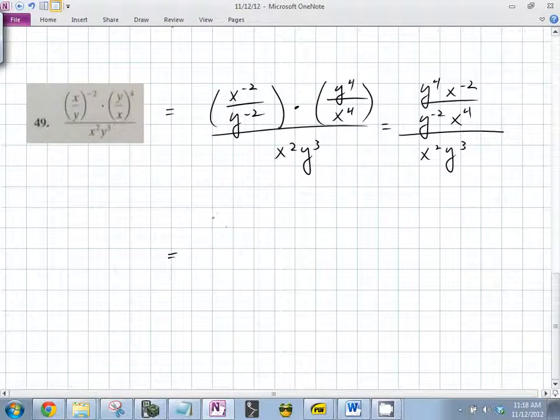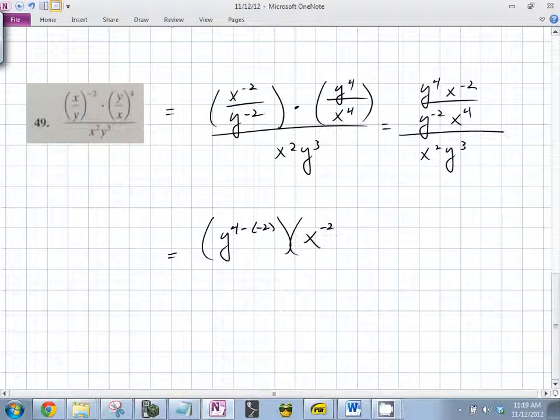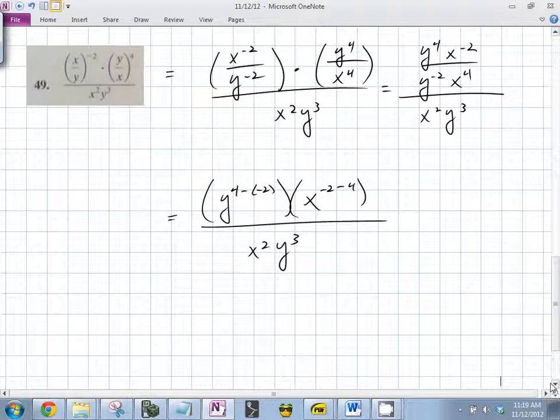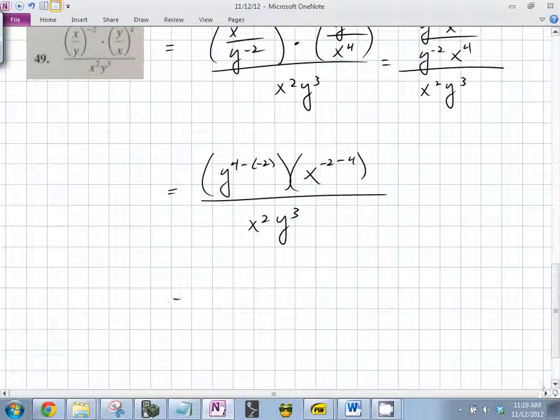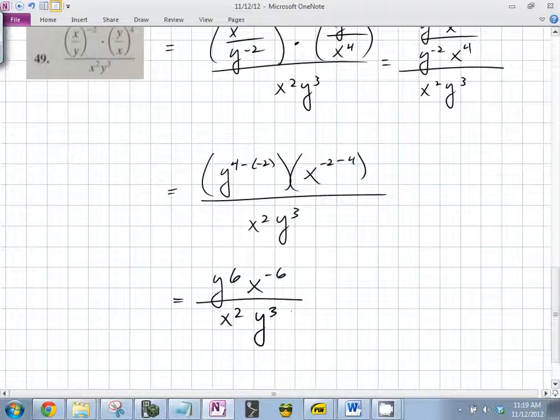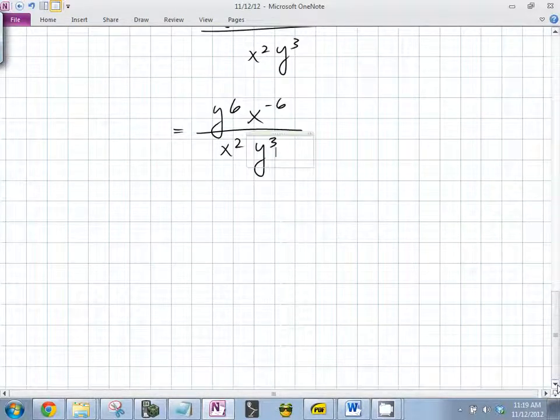I see on top y to the 4th minus what? Negative 2. And x to the negative 2 minus, all over x squared y cubed. Yep. What's 4 minus negative 2? 6. So it's y to the 6th, x to the, all over y cubed. Good. Nice. And now what do you see?